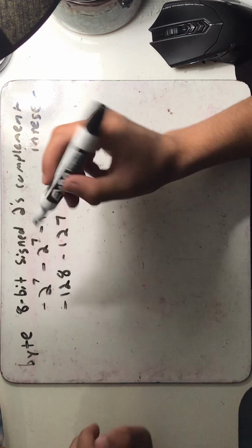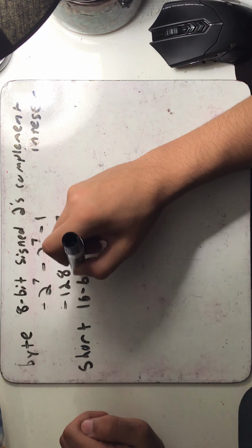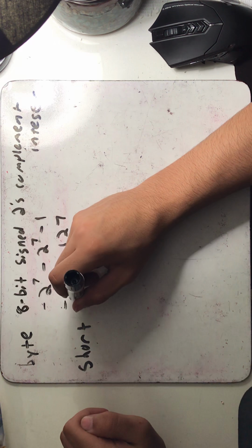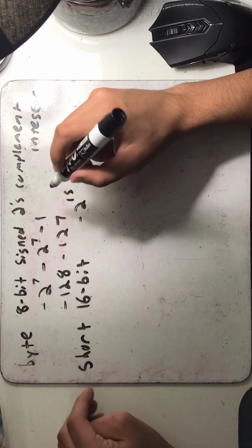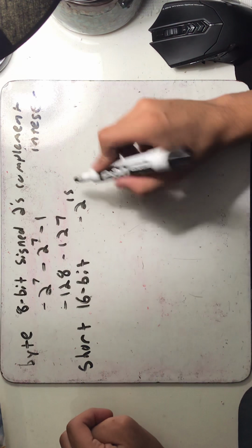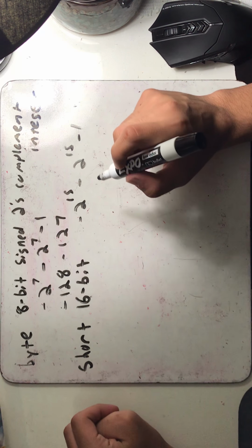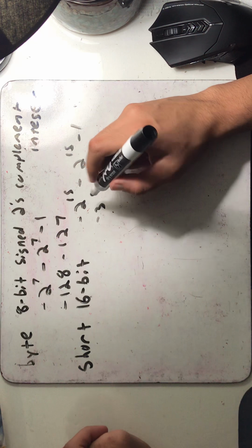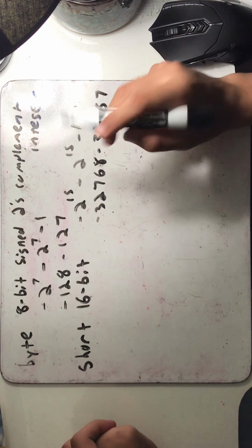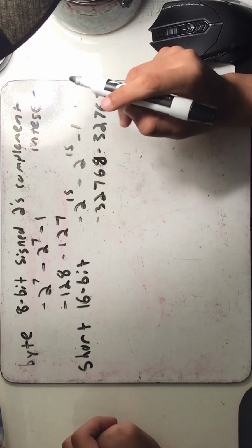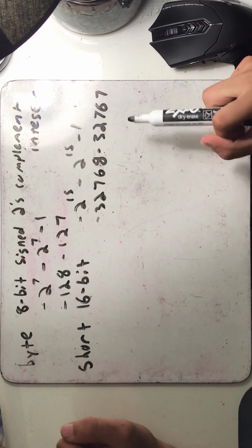The next Java primitive data type is a short, which is a 16-bit signed 2's complement integer. I'm sorry, this marker is kind of thick. The range for short is negative 2 to the 15. Notice how it's always 1 minus the number of bits. So it's negative 2 to the 15 all the way to 2 to the 15th minus 1. This is actually negative 32768 to 32767. You don't have to memorize this, but there was a question on a previous computer science test where I had to know the range of short, but normally you don't get asked this.